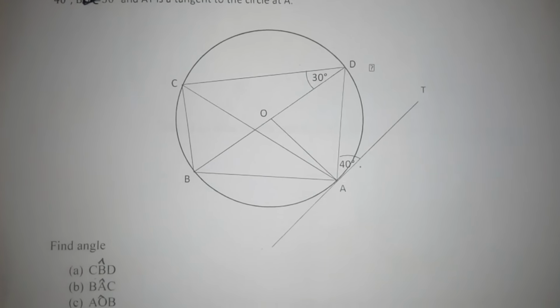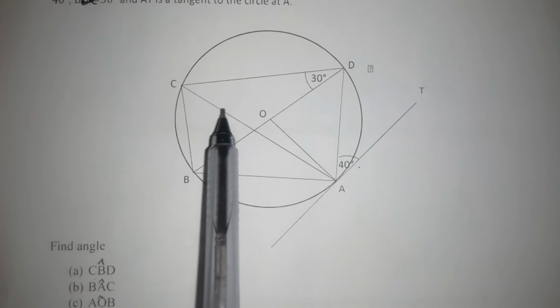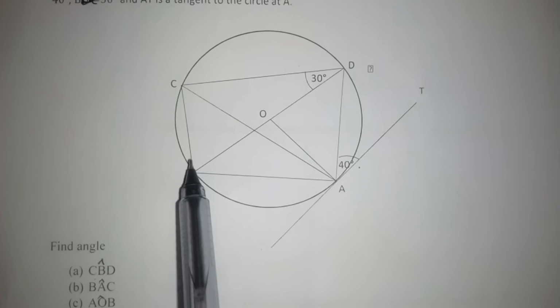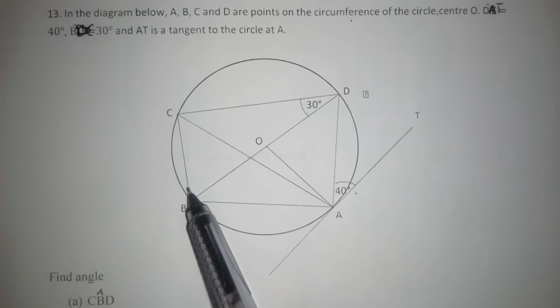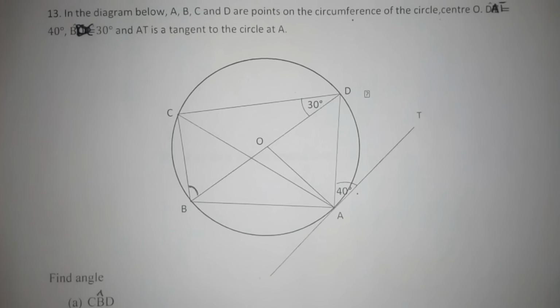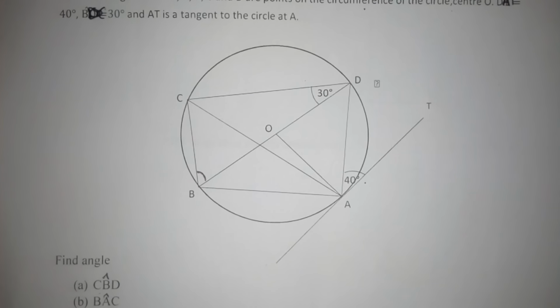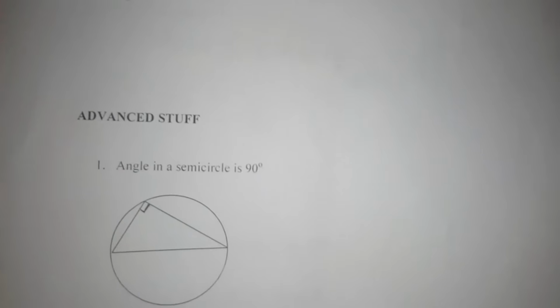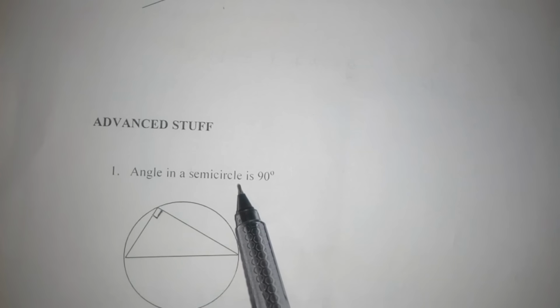So the first question here, they're saying find angle CBD. So CBD, where is it here? It's over here. So they want us to find this angle here. So what property are we going to use in order for us to find this angle? Okay, what property are we going to use? So let's check among the properties. So we're going to use this property here, which says angle in a semicircle is 90 degrees. This is a property we're going to use.